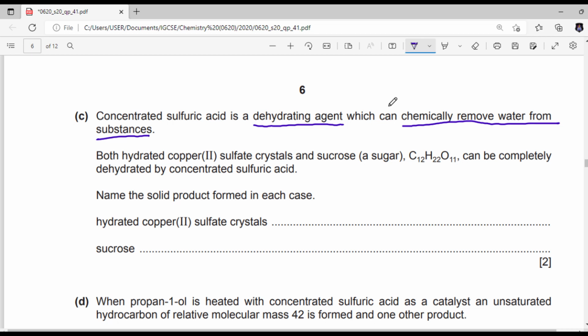Now, you are told that both hydrated, underline this, hydrated copper 2 sulfate crystals, for it to be hydrated, it means it can also be what?